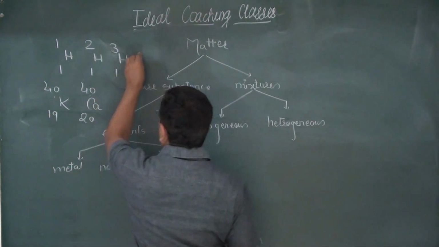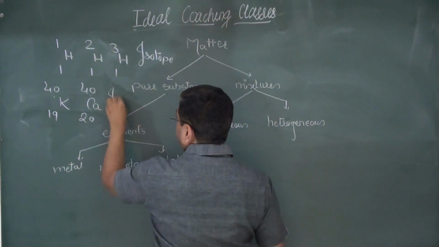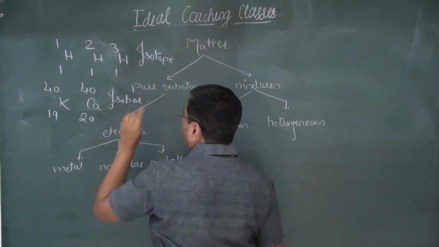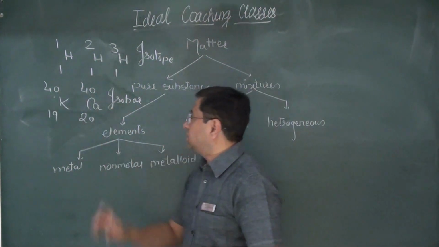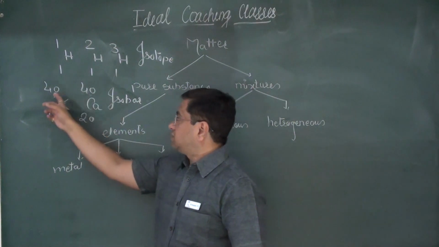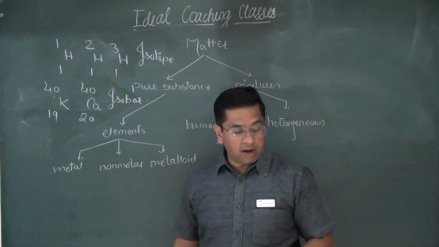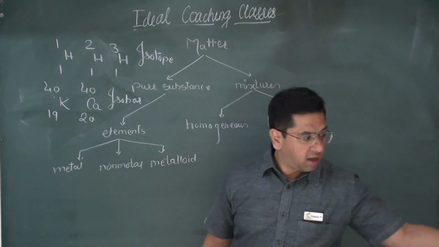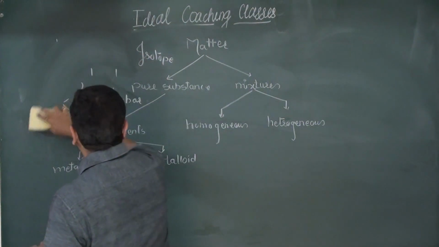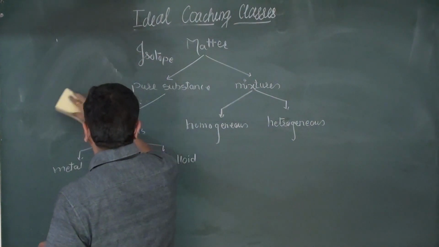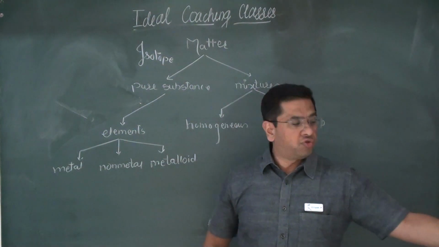This is isotope, and this is isobar. What do you mean by isobar? Isobars have the same atomic mass number but different atomic numbers. And I told you to find out what you mean by isotones. Isotones are the elements which have the same number of neutrons.